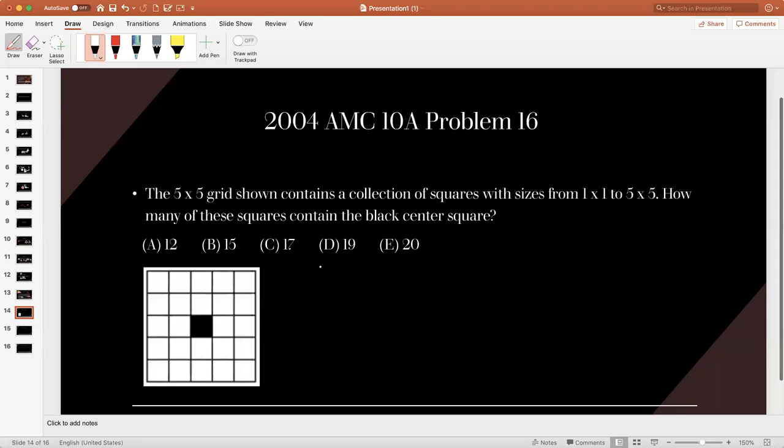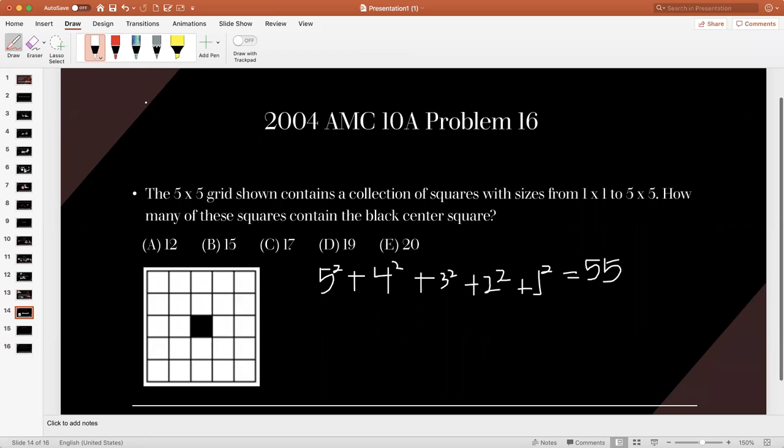So there's a total of 5. If we plug it into our formula, we could get the total number of squares in this grid. The total number of squares is just 5 squared plus 4 squared plus 3 squared plus 2 squared plus 1 squared. So the sum is a sum of 55, from adding all of these up.